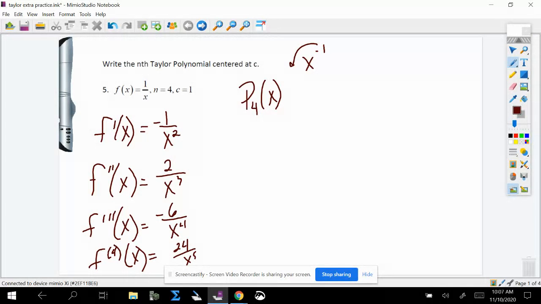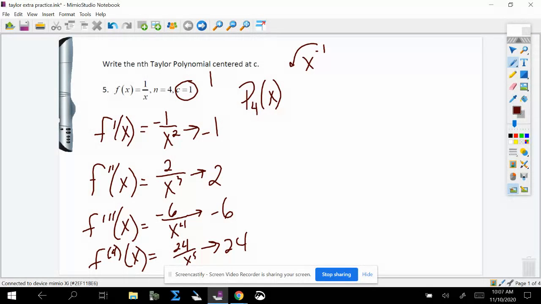And then the next thing I like to do is just kind of go through and plug the center in to the original and to all the derivatives, because those are going to be your coefficients that you're going to use. So when I put 1 into the original, I get 1. And then when I put it into this one, I'm going to get negative 1. And then I'm going to get 2. And then I'm going to get negative 6. And then I'm going to get 24.